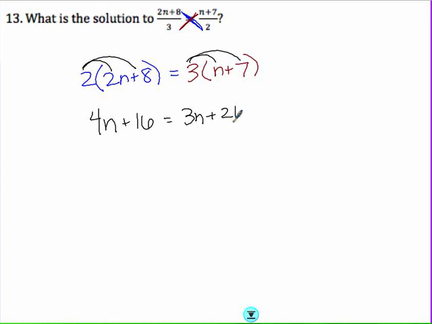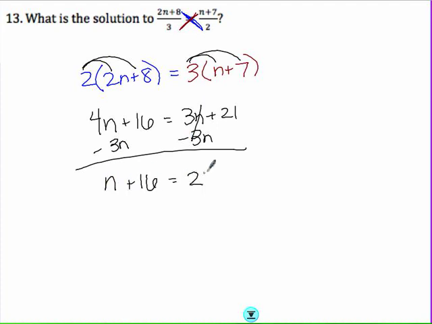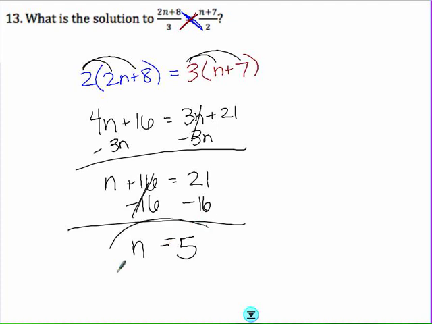Now it's as simple as solving for n. So I'm going to subtract 3n from both sides. So n plus 16 equals 21. Subtract 16. So n should just equal 5. Yay for that one.